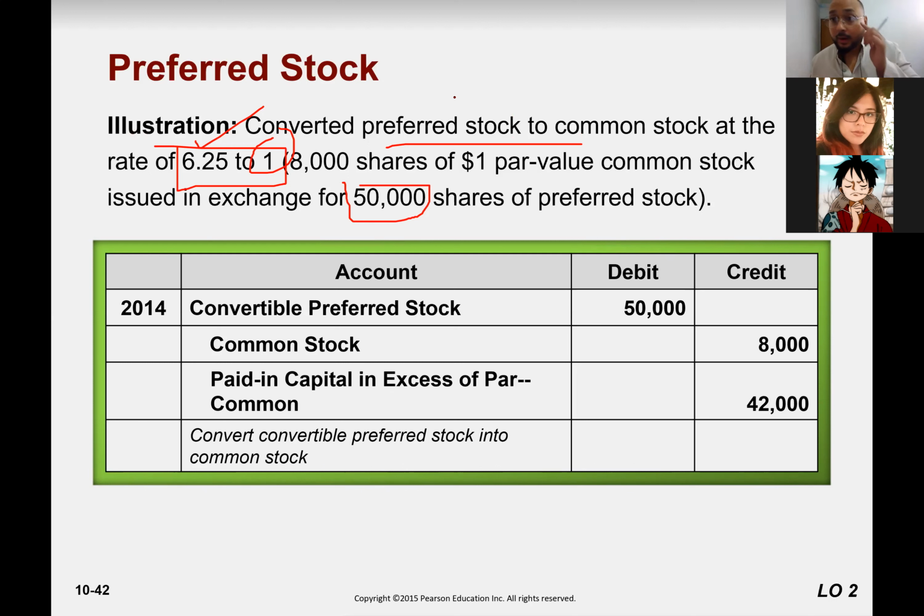So remember, against preferred stock, we need to decrease the preferred stock, because it's par value 1. So $1 multiplied by 50,000, answer is 50,000. So we decrease the convertible preferred stock. Decrease in owner's equity, debit. So convertible preferred stock to common stock, which is 8,000 at par value 1, and paid in capital in excess of par, common. The difference is 42,000. 42,000 is just like a premium.